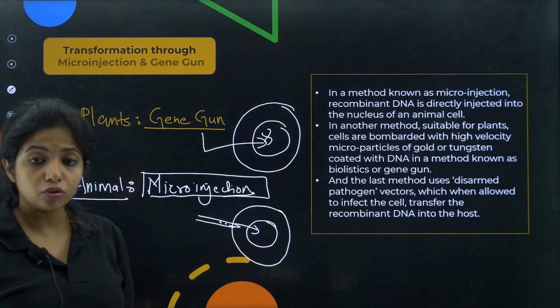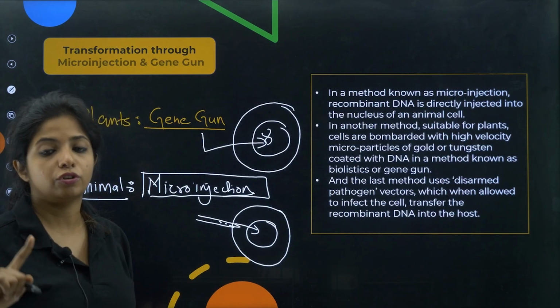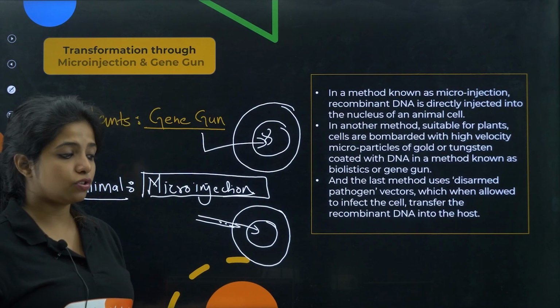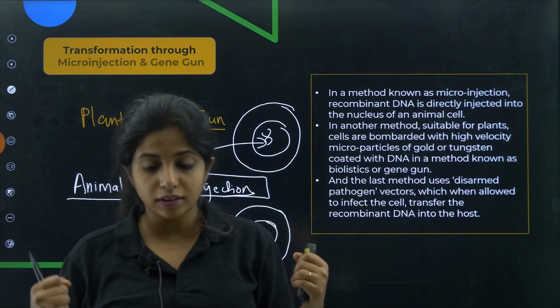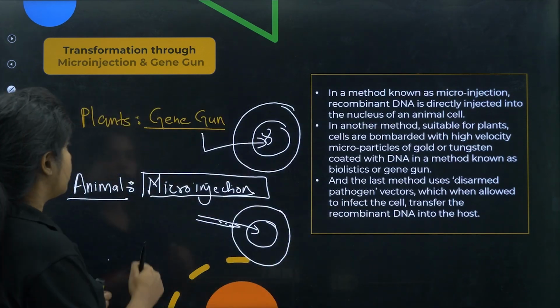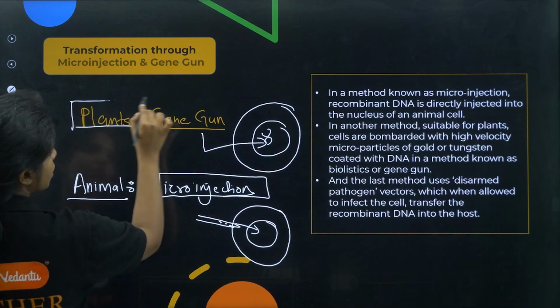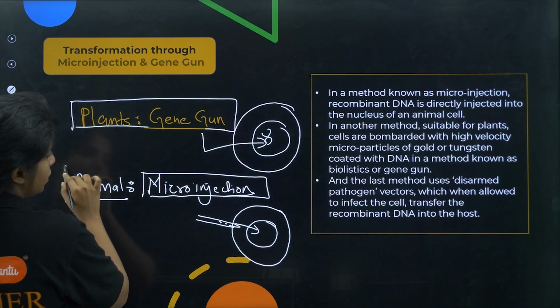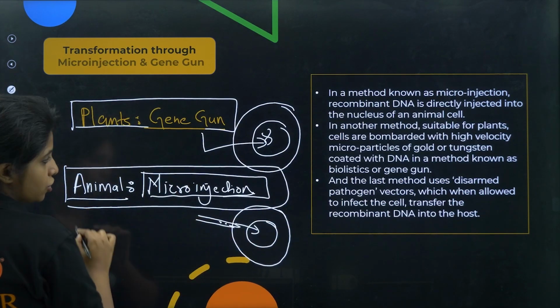Now how does this question come, children? Which one is used for animals? Which one is used for plants? So gene gun, because you see plants are very strong. They have the cell wall and everything. So they can undergo an attack by the gun. So gene gun is used for that. But as we are very sensitive, we need microinjections only.